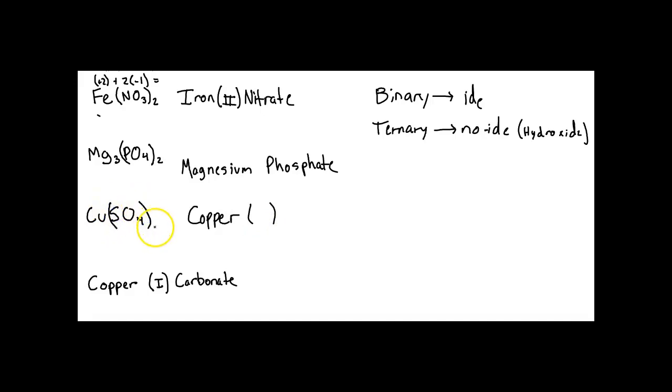It would have pretty much an invisible 1 here. There is a 1, but we don't write it out because we don't have to write out 1s. But that SO4, when it comes as a group, is called sulfate. So we have copper parentheses sulfate, and we know that our sulfate has a -2 charge.